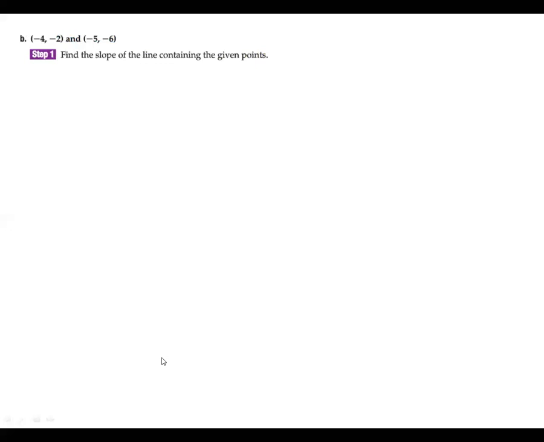All right, let's do the same type of problem with these 2 points. Again, you find the slope first. So use (negative 4, negative 2) as your x1, y1, and (negative 5, negative 6) as your x2, y2. Plug those in. Now be careful with the signs. You're subtracting negatives here, so it's going to be negative 6 plus 2 over negative 5 plus 4. So you get negative 4 over negative 1, which simplifies to just positive 4.